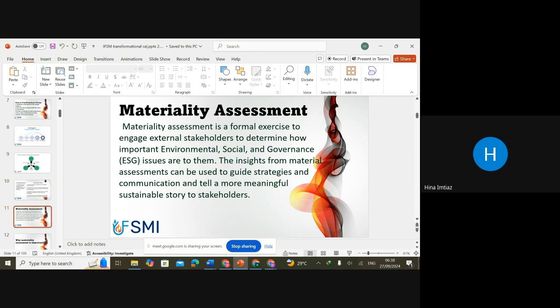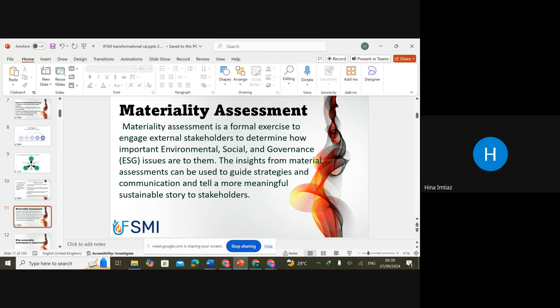Basically, in other words, I want to tell you guys that a materiality assessment is a method that allows different organizations to understand and prioritize their sustainability issues, incorporating the stakeholders' points of view on their product or services.